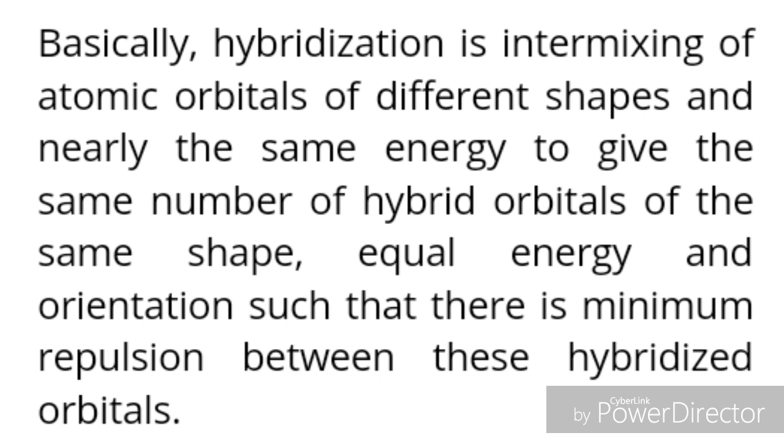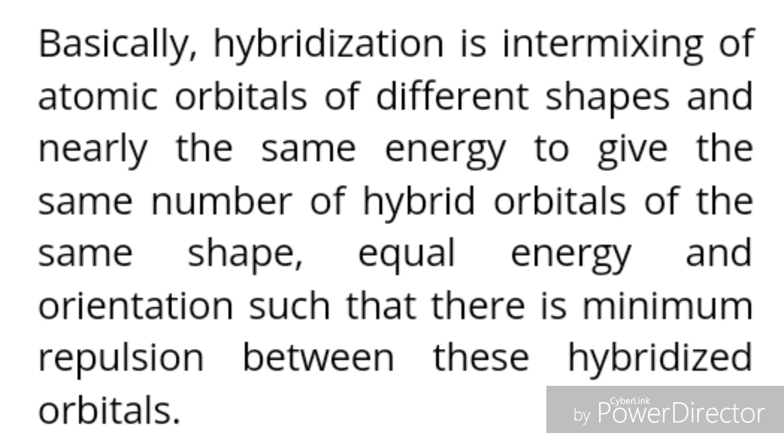Students, hybridization theory in chemistry was proposed by Linus Pauling. Linus Pauling was the only scientist in the history of science who received the Nobel Prize two times individually. Basically, hybridization is intermixing of atomic orbitals of different shapes and nearly the same energy to give the same number of hybrid orbitals of the same shape, equal energy and orientation, such that there is minimum repulsion between these hybrid orbitals.